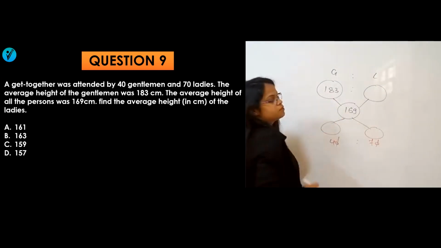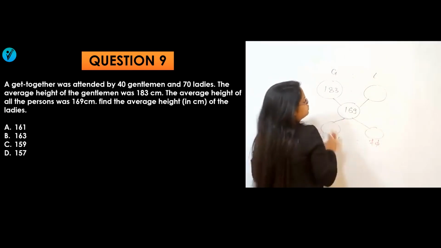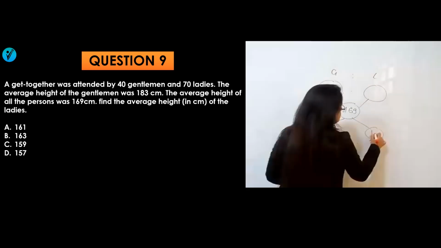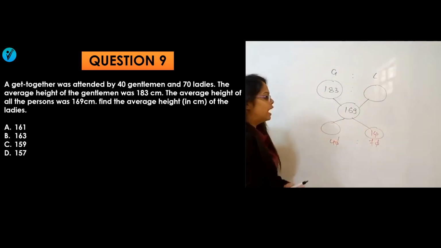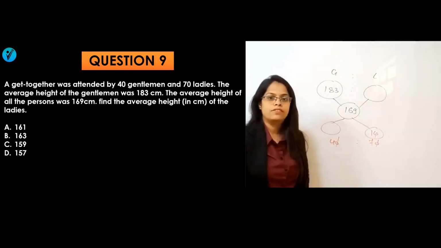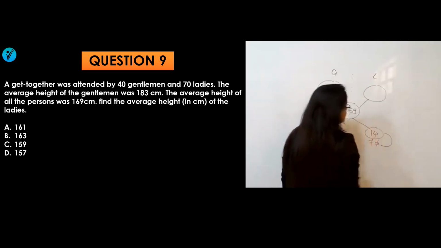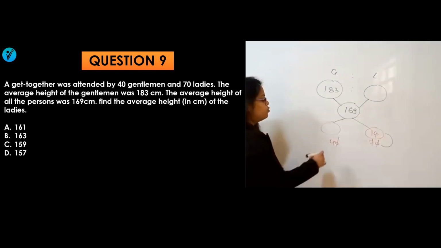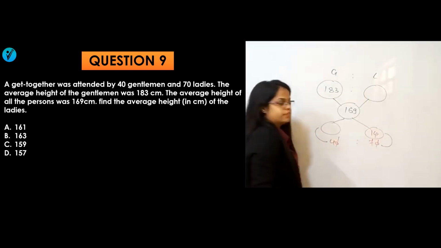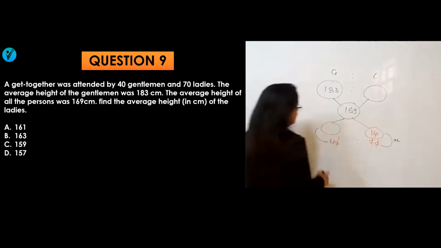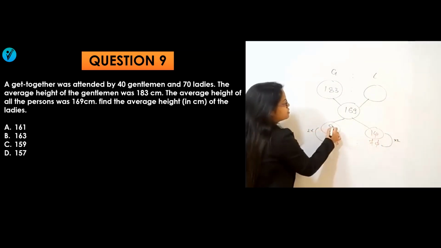If you subtract this, what will you get? 183 minus 169. 70 plus means this is the 40. So I know that this ratio is 4:7. If 7 is equal to 14, then 4 will be equal to what? To make 7 into 14 we multiplied by 2, so I will multiply by 2. That means this will be 8.